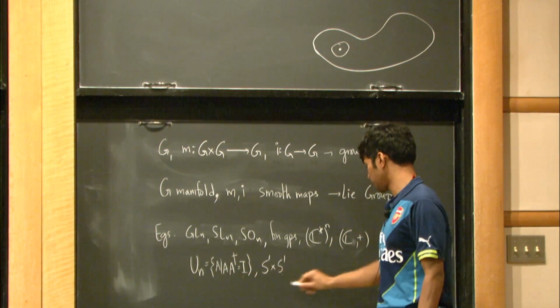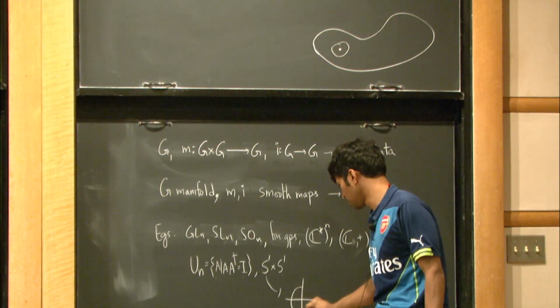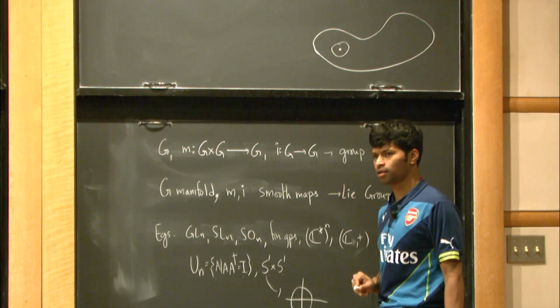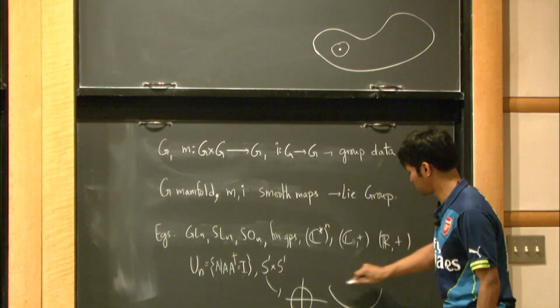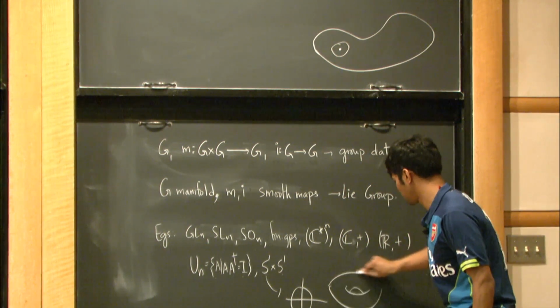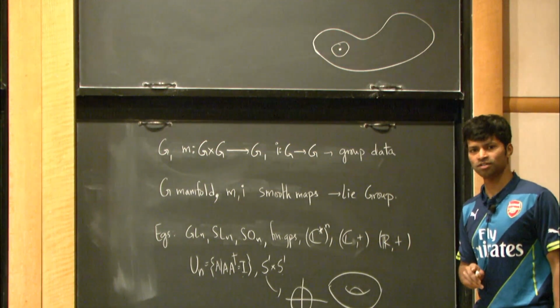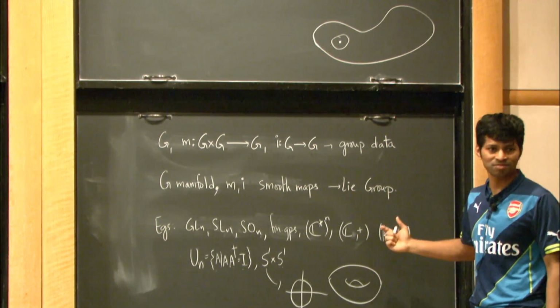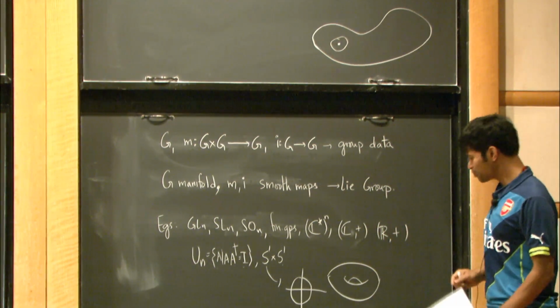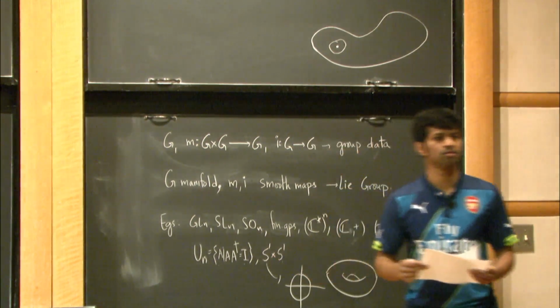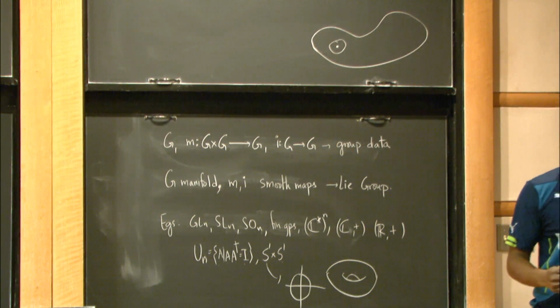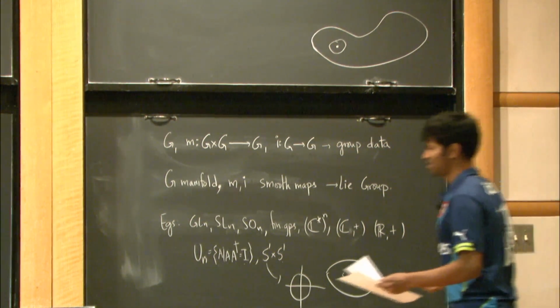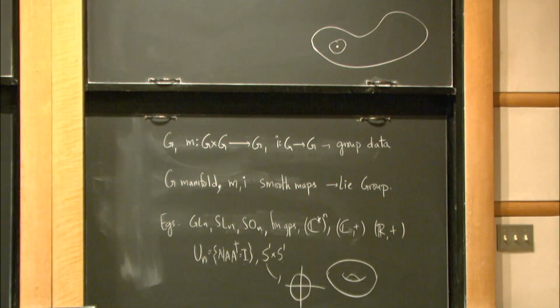S1 cross S1. By S1 I refer to the circle. You can take S1 cross S1, which you must have seen the picture of at some point in your lives. It's a donut. So these are all manifolds. You can do calculus on these things because locally they look like R2, for example. An infinite discrete group like Z would not be a Lie group. Well, I mean, it's a technicality whether you want to call it a manifold or not.